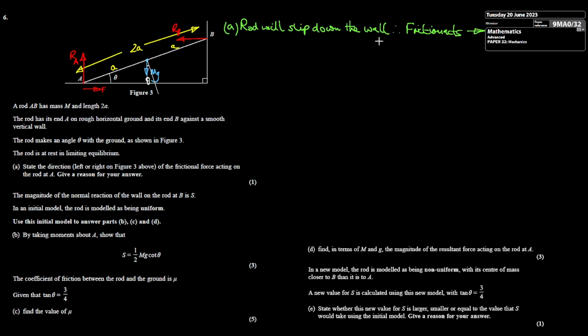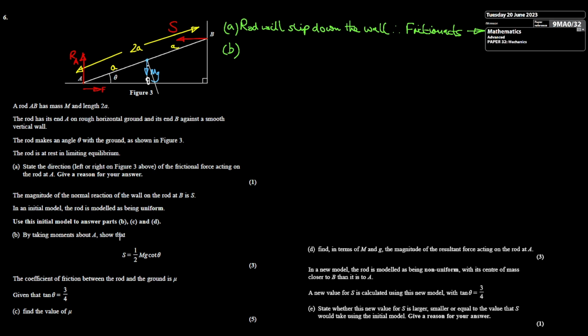You could write that out in a few more words, but the rod's going to slip down the wall, which means that the friction will oppose that motion by trying to hold the base of the rod at A here. I've just noticed that I've got to call the normal reaction force on the wall as S. So using the fact that the rod is uniform, we can answer b, c and d.